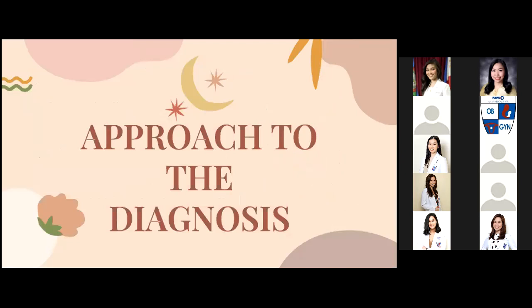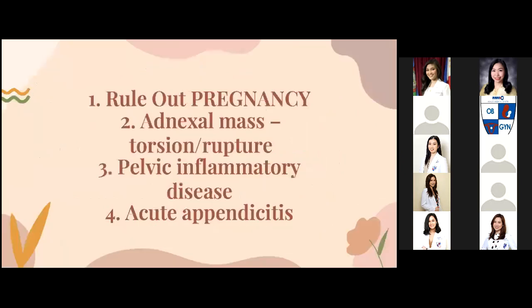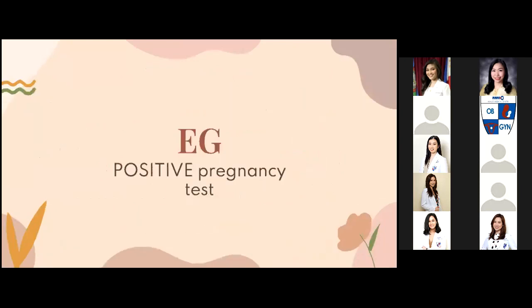So how do we approach a diagnosis for this patient? Given a reproductive age patient complaining of right lower quadrant abdominal pain, we should first rule out the possibility of pregnancy. So pregnancy test showed a positive result.